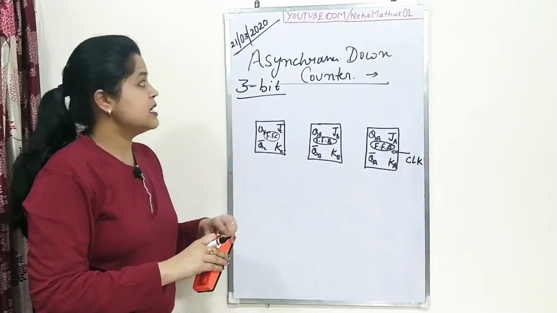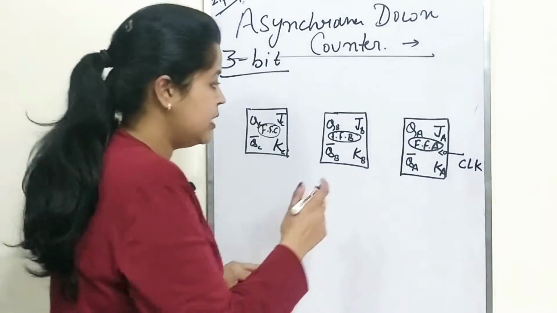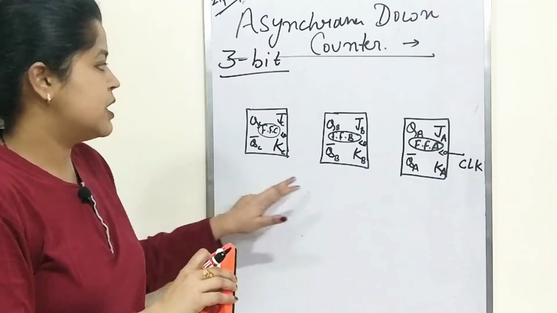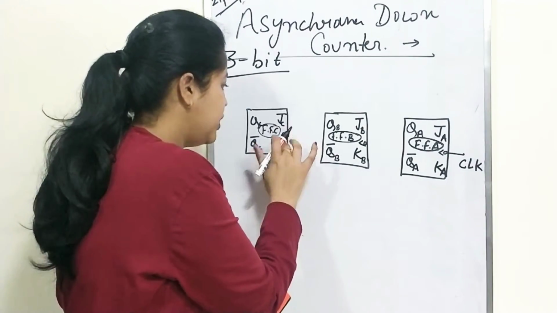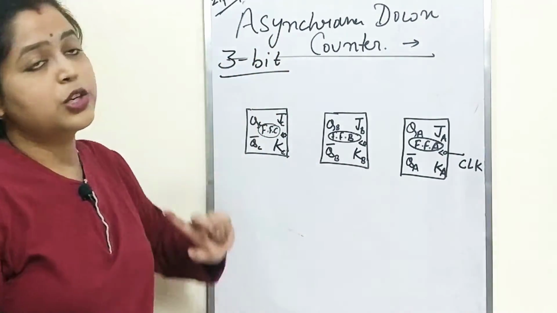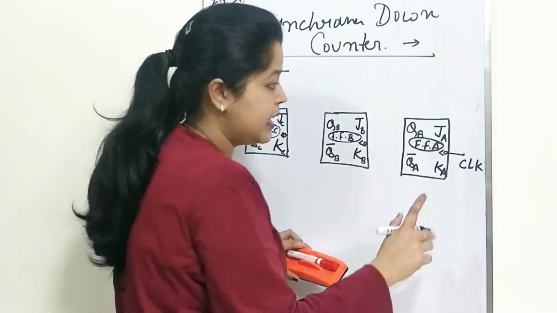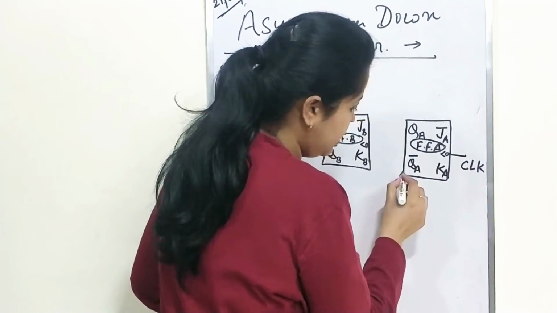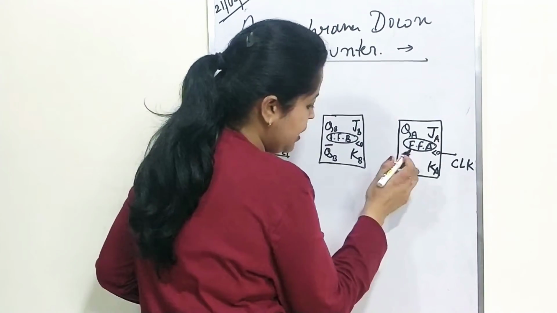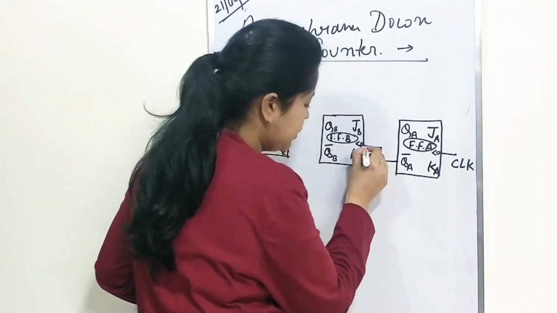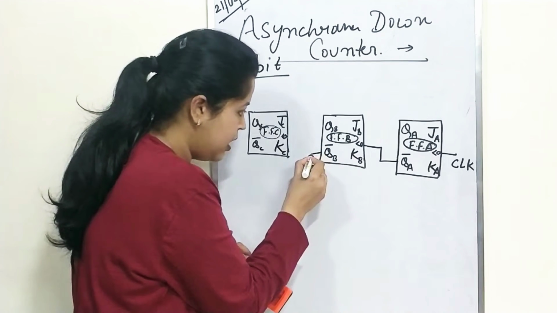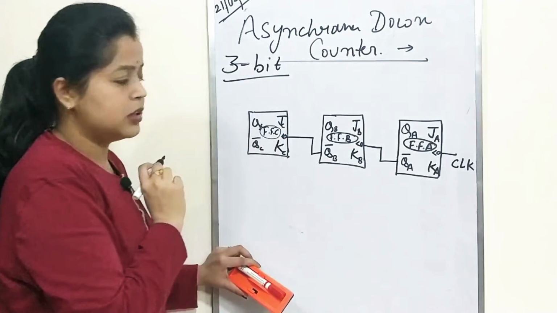Now since this is an asynchronous down counter, I will not take 3 separate clock pulses for these 3 flip-flops. I am again repeating, there is no need to take 3 separate clock pulses, just because it is an asynchronous down counter. I will apply only 1 clock directly from here. Now what about the clock for the second flip-flop? The output of the first flip-flop will work as the clock for the second flip-flop. Similarly, the output in terms of complement, that is QB bar, will work as the clock for the third flip-flop.